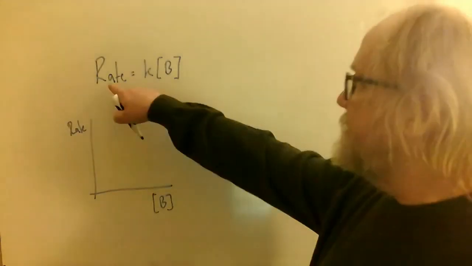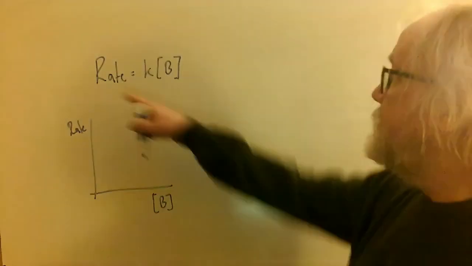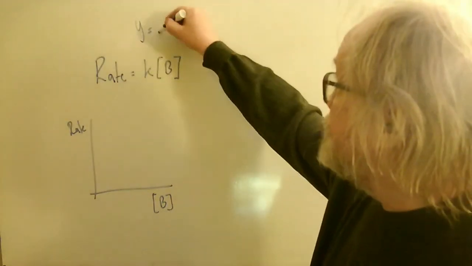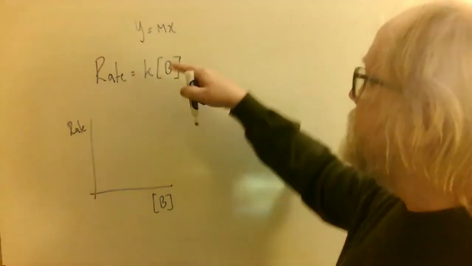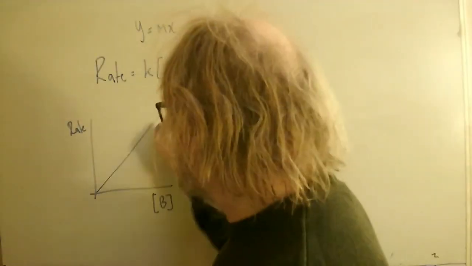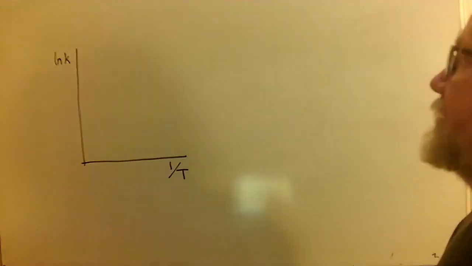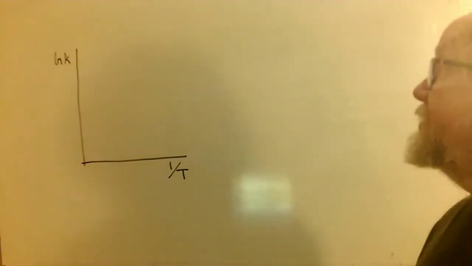Because this relates rate to concentration, and you can see that's just a straight line graph, because it's like y equals mx, no constant, which means it goes through the origin. So it's just y equals mx, so it's that straight line graph like that. So finally in question 3 then we get this question about the temperature dependence.